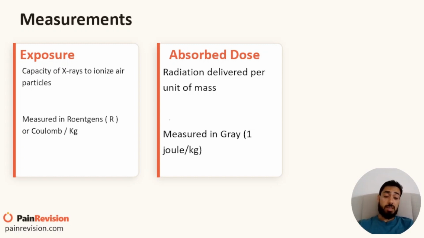But for the purpose of the exam, it is useful to know that exposure just means the capacity of X-rays to ionize air particles. And so that reflects how much X-rays are being produced. The more X-rays you have, the more air there is going to be that is going to be ionized. That is measured in two ways. The SI unit is coulomb per kilogram, and the non-SI unit is called Röntgen.